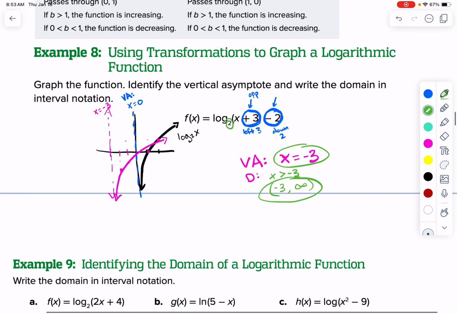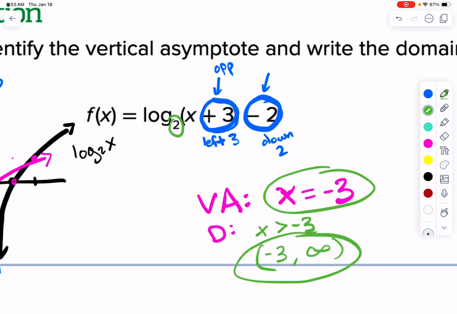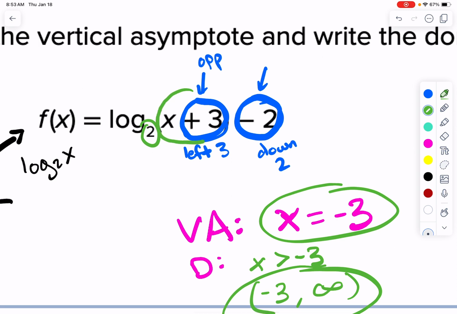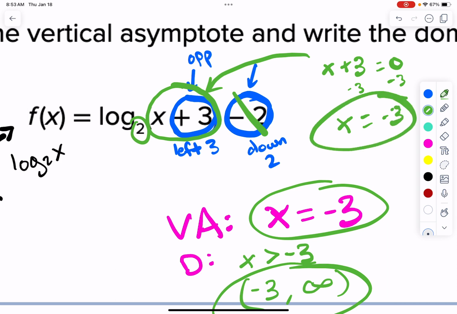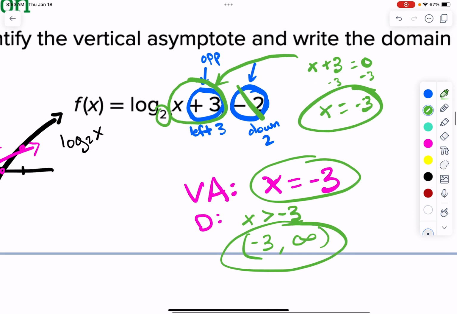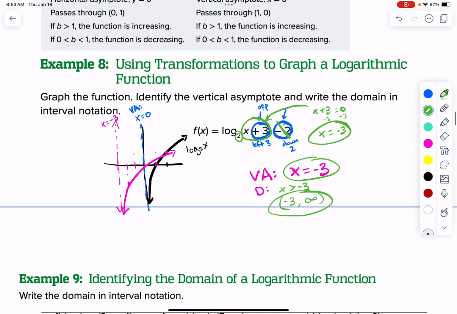Now, to cheat. So that's the answer. To cheat, your VA will always be located where you set this inside guy equal to 0. So whatever's on the inside, don't include the -2. But the parentheses stuff was x plus 3. If I set him equal to 0 and subtract the 3 over, I have my VA. My VA is there. There he is, okay? So that's how that works, just so you know, okay?